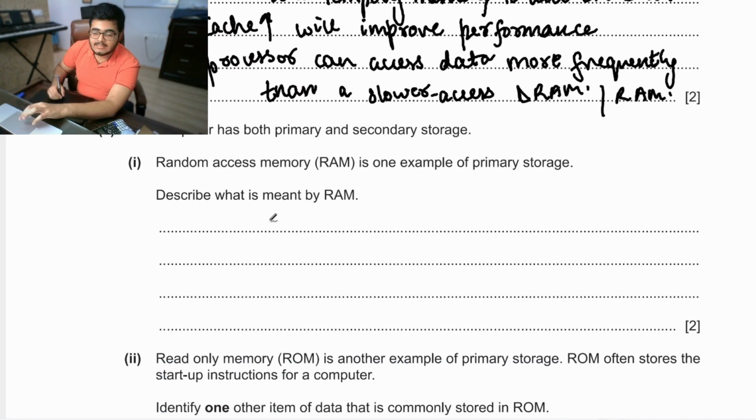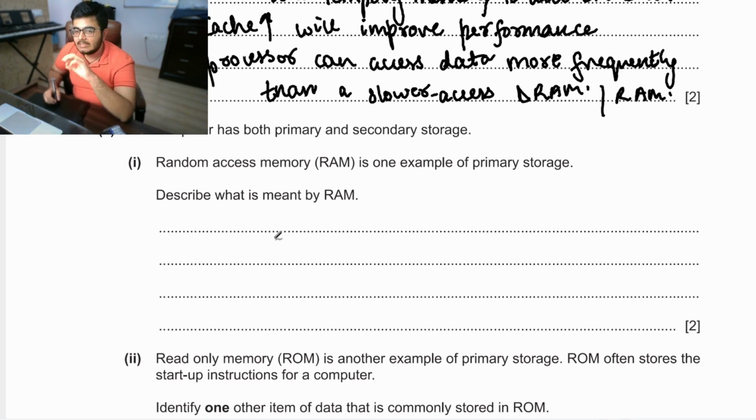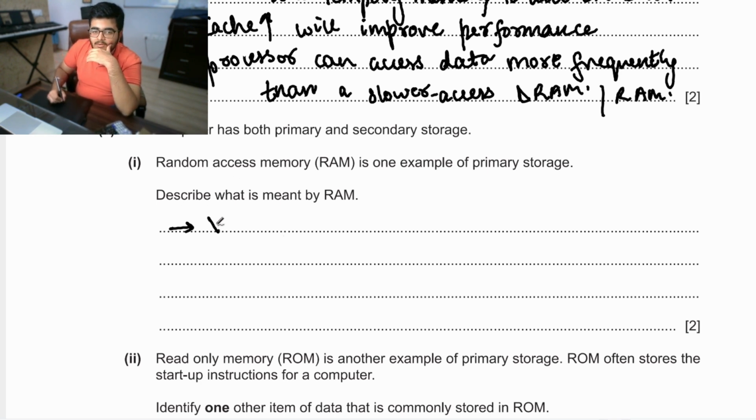Okay, describe what is meant by RAM. Whenever they ask you these kinds of things, like random access memory, you will first describe what the thing actually is, and then you also need to give a few features of it, right? It is not always mentioned in the question, but they use these things to trick you. So you are going to say that RAM is random access memory, which is a volatile storage. RAM is volatile storage.